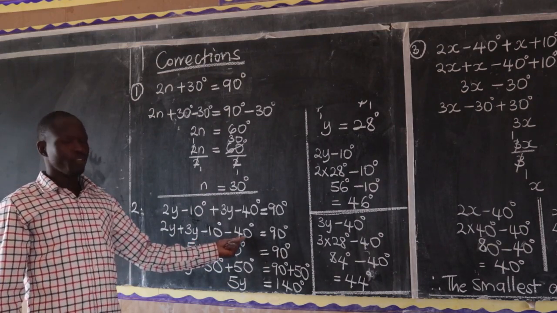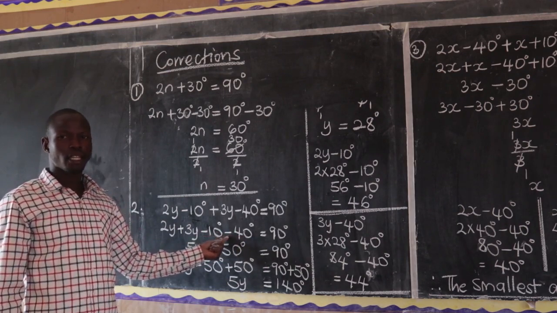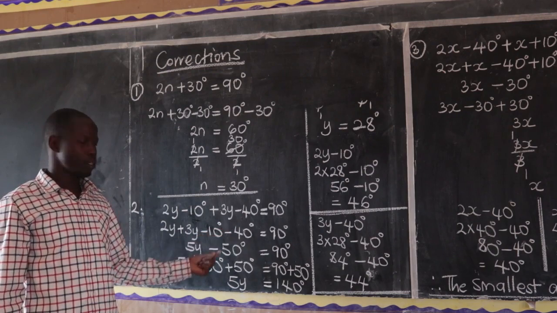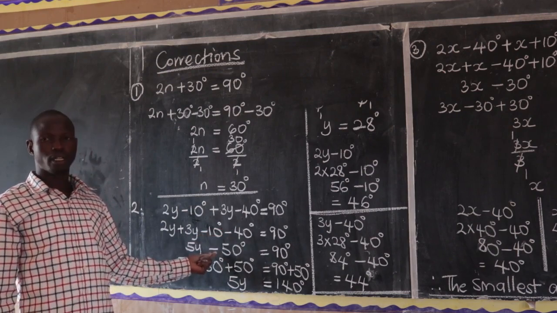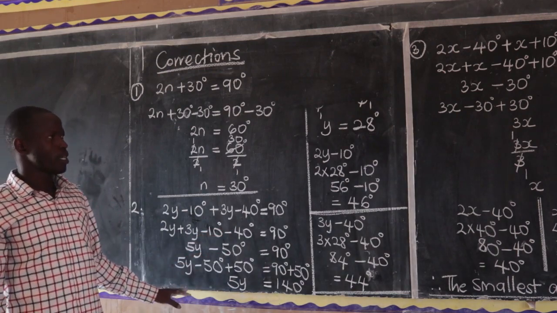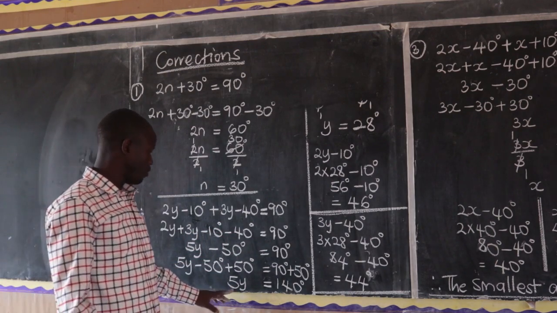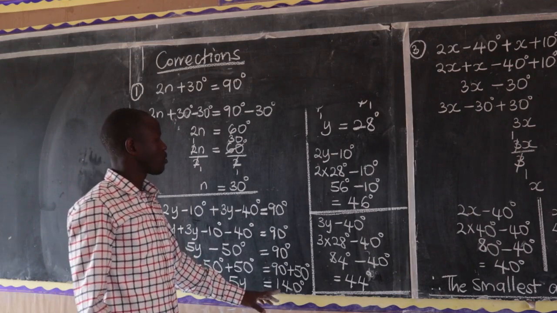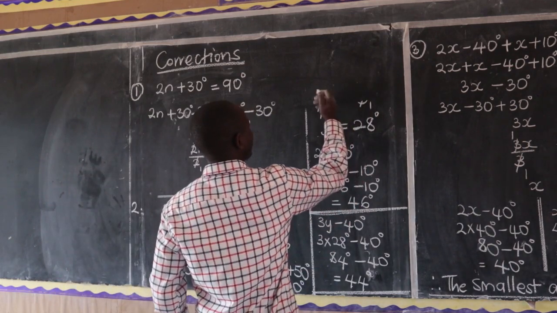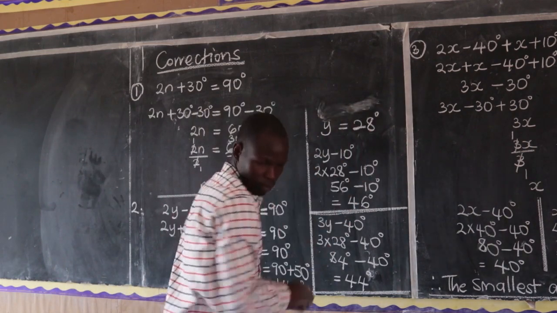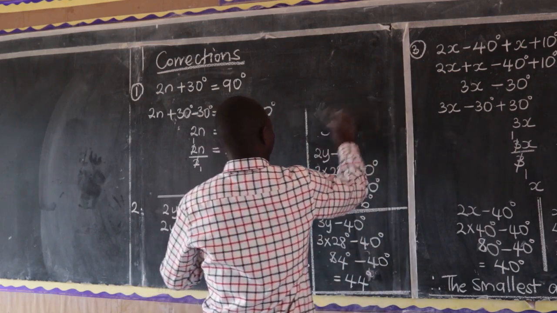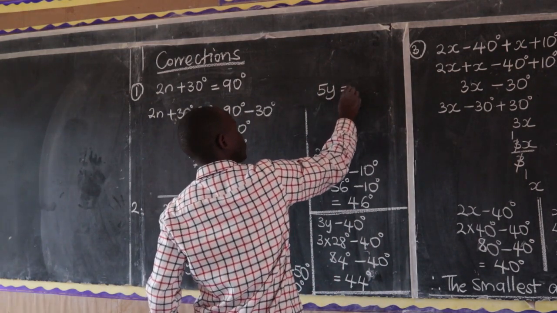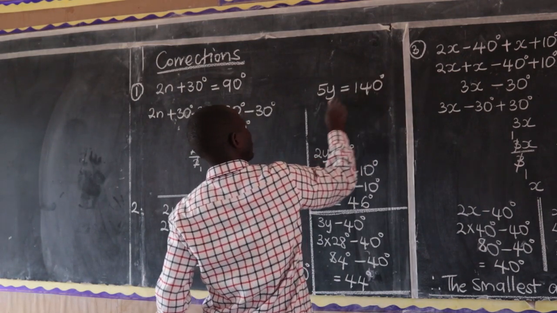Negative 10 and negative 40 degrees, you discover that the signs are the same. So you write a similar sign and you add the numbers, resulting in negative 50 degrees. Collect your like terms, and that gives you 5y equals 140 degrees. And then from there, you have 5y equals 140 degrees.